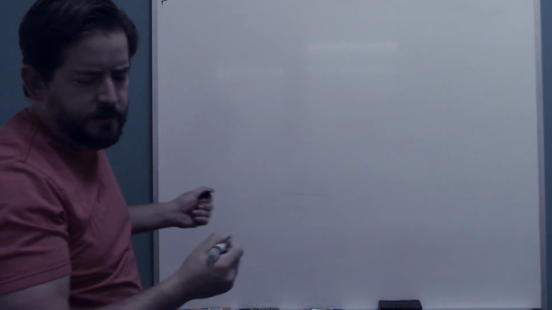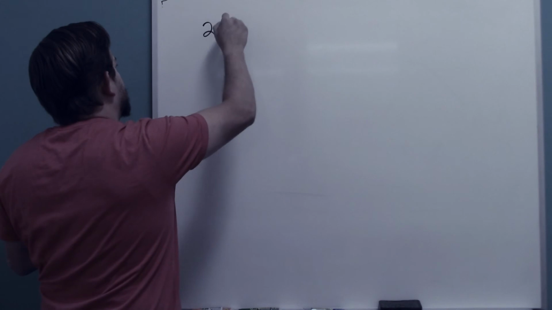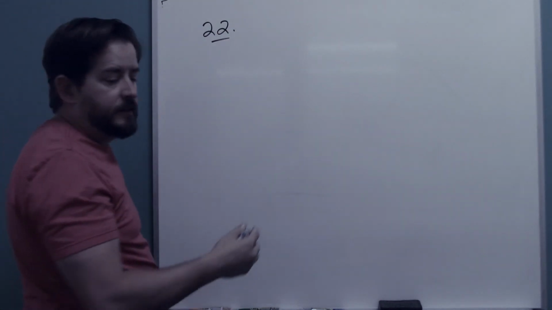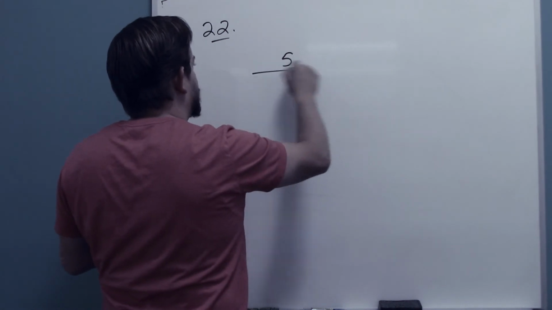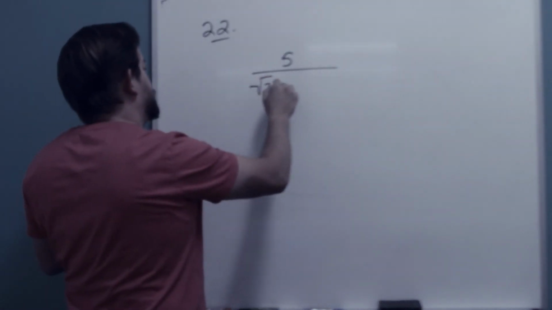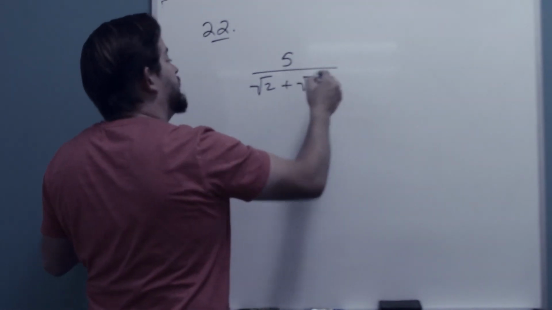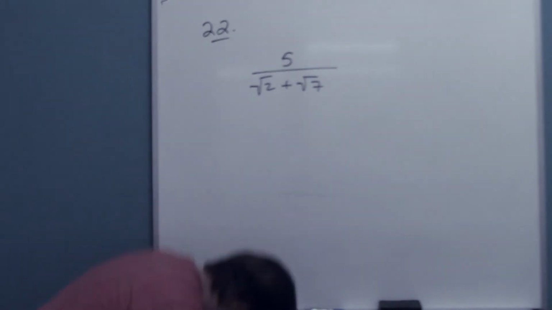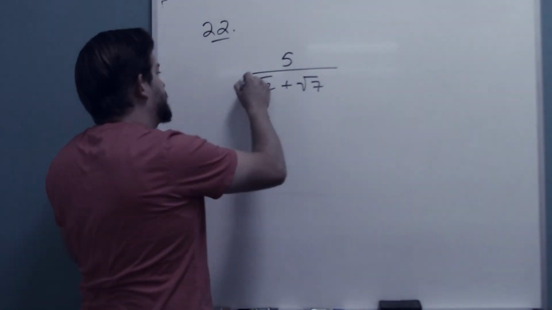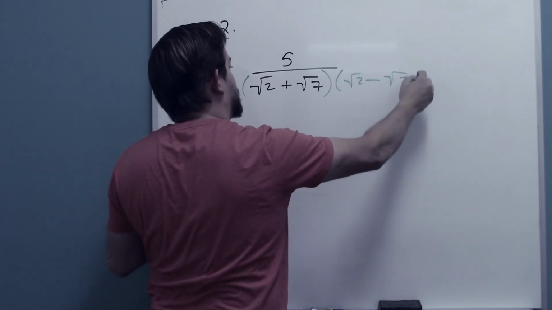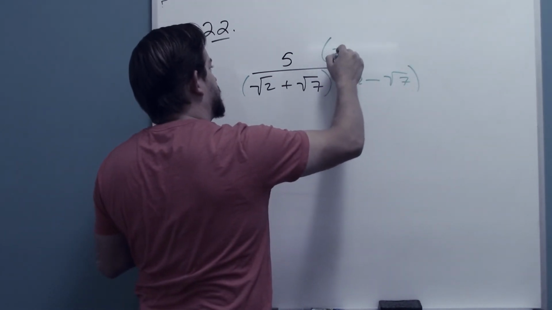The last one I'll do here is number 22. And it says, similar, rationalize the denominator, but here I have two irrational parts. I have the square root of 2 plus the square root of 7. But it's the same kind of setup. I'm going to multiply the left by root 2 minus root 7. And then of course the same thing in the numerator.